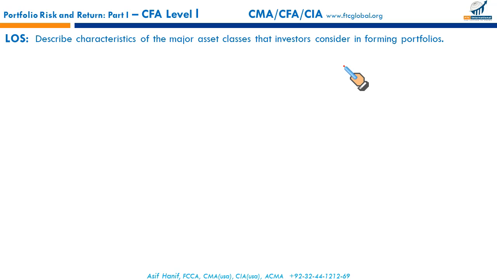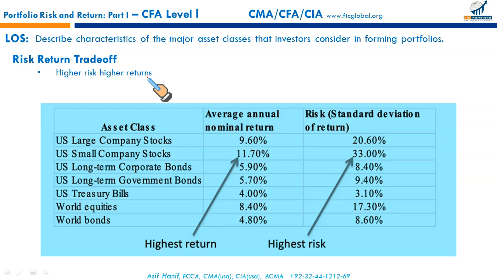Describe the characteristics of the major asset classes that investors consider in forming portfolio. First of all, risk-return trade-off. What it says is that if you take high risk, then you are expecting high returns. So risk-return trade-off basically refers to a relationship between risk and return. So to achieve high return, you must accept a higher level of risk and vice versa. So this is what we have for the last 80 plus years.